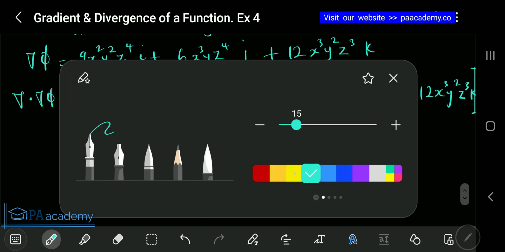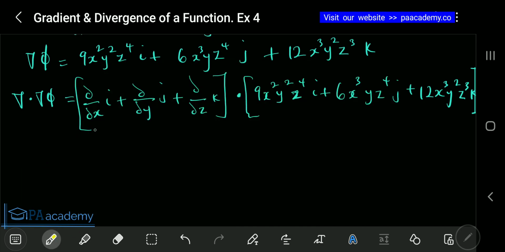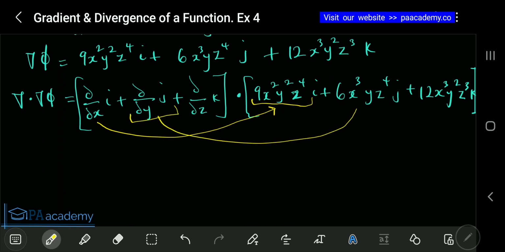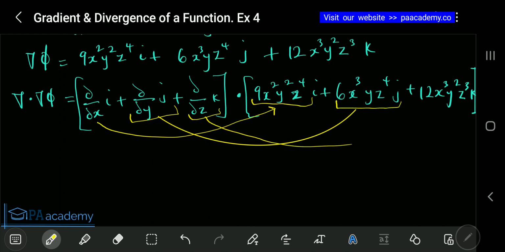All right. So now we can go ahead and do the dot products. That means this would multiply what we are having here, and then this will come and multiply this, and then this will come and multiply this.